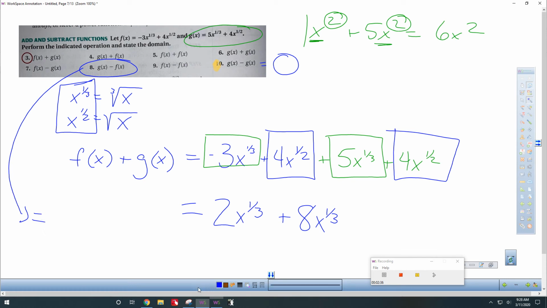I'll change over to black pen so it doesn't get confusing. What you need is parentheses on this second term, and if you don't have them, you're going to make an algebraic mistake. So 5x to the 1/3 plus 4x to the 1/2. You can put that in parentheses if you want, but you don't need it. Minus parentheses f of x, negative 3x to the 1/3 plus 4x to the 1/2.